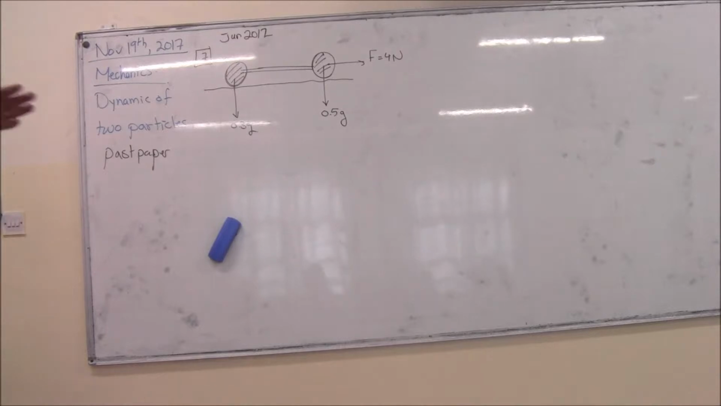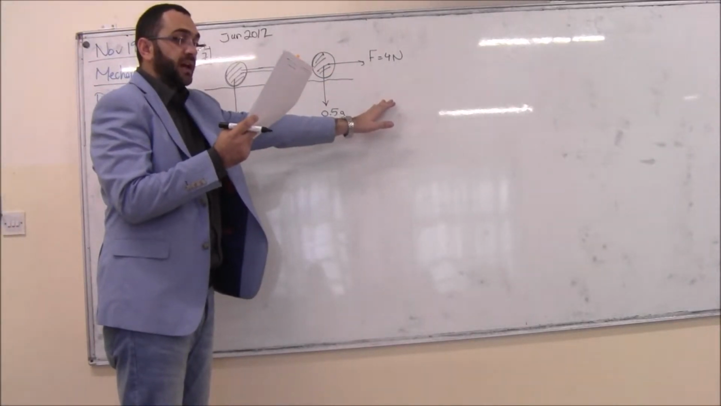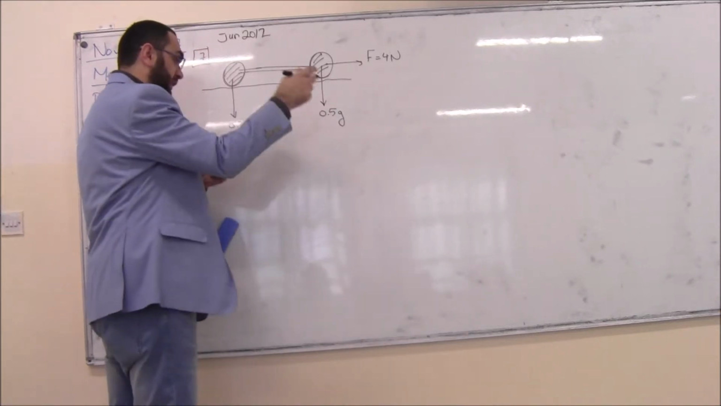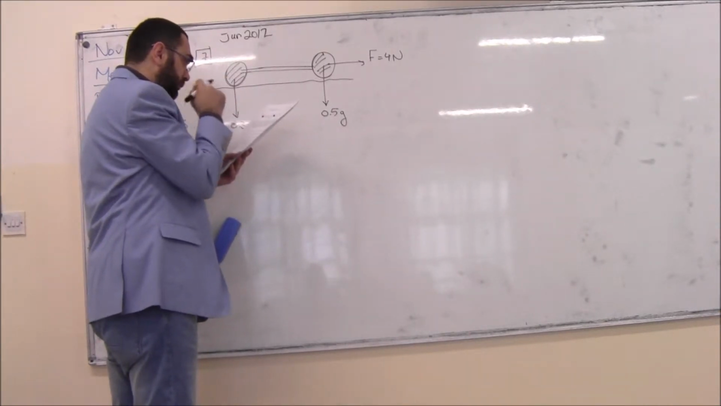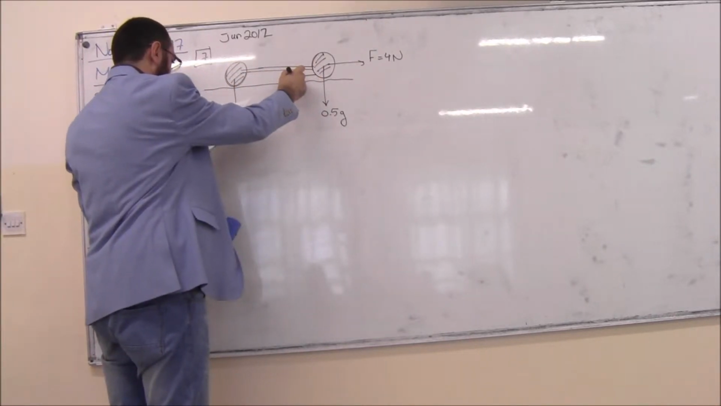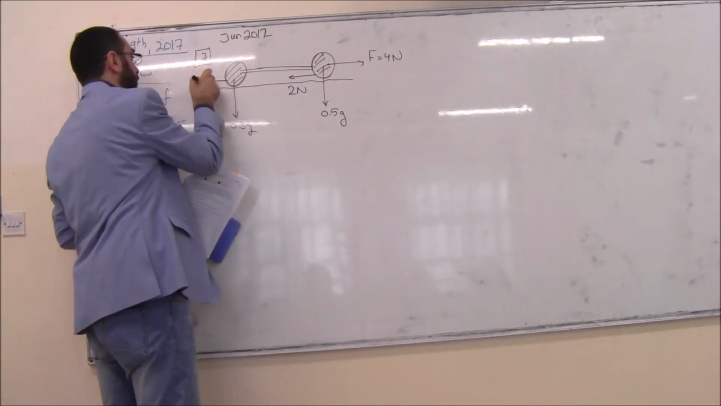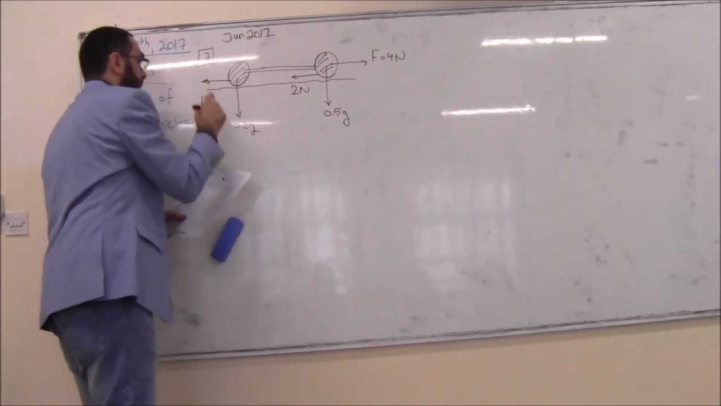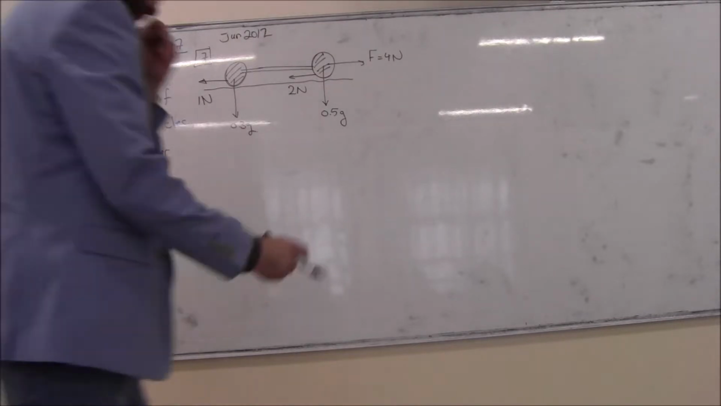A constant force F of 4 newtons is applied to the cube. The system moves under the action of this force until t equals 6 seconds. During the motion, Q has a resistive force of 2 newtons, and here we have a resistive force of 1 newton. These are given to you. We need to find acceleration, speed, and tension.